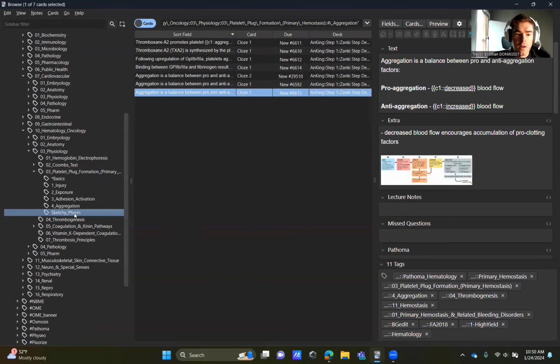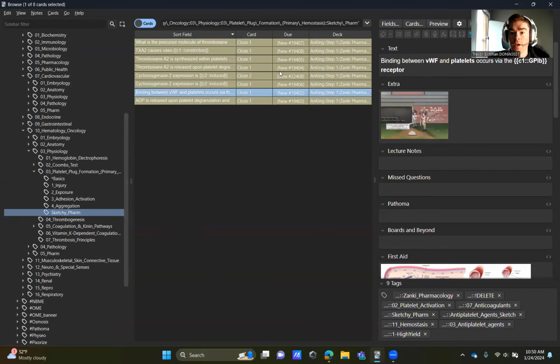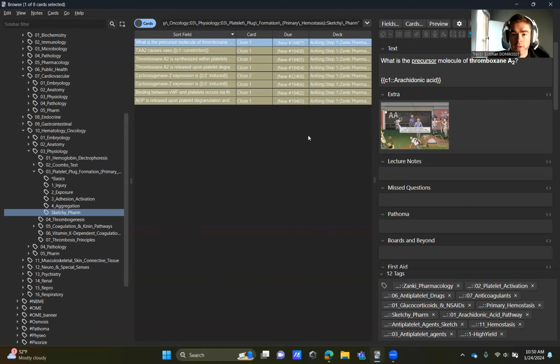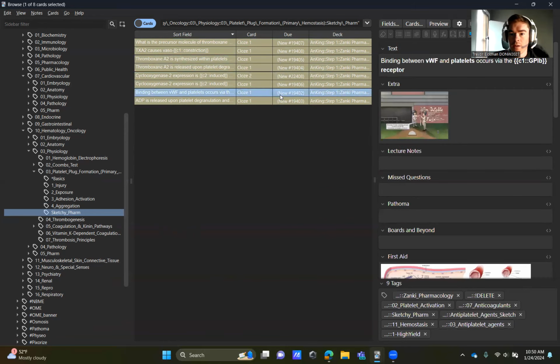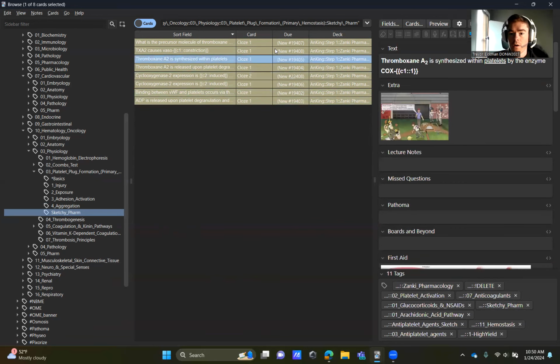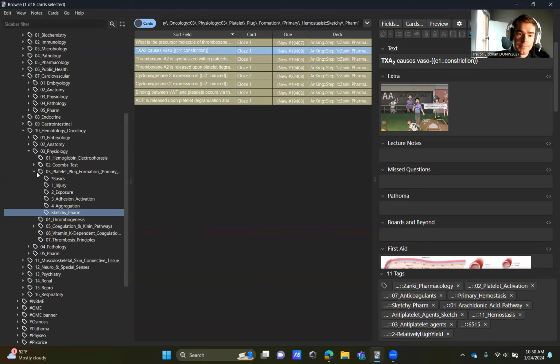And then aggregation, all of them, and then Sketchy Pharmacology. You can add these if you want. I might save them until we get a little more pharmacology related to the function, but I mean, you can always start early too. These are all good cards right here in this little spot.